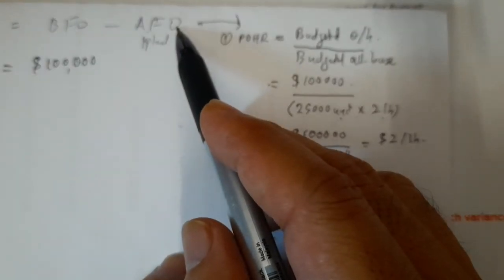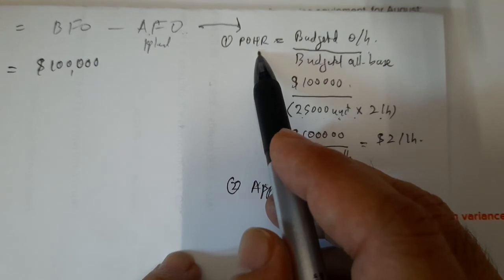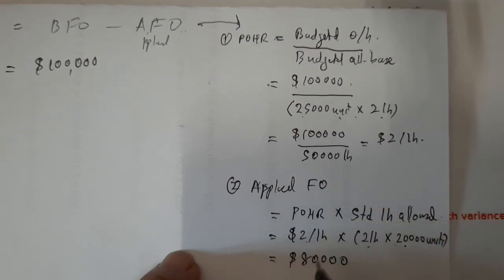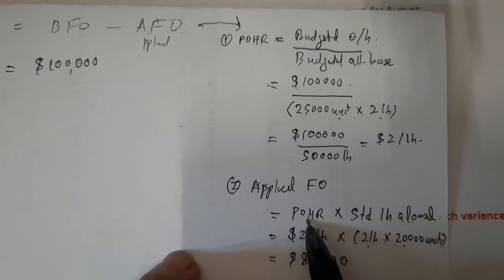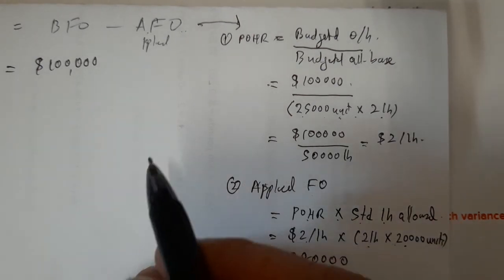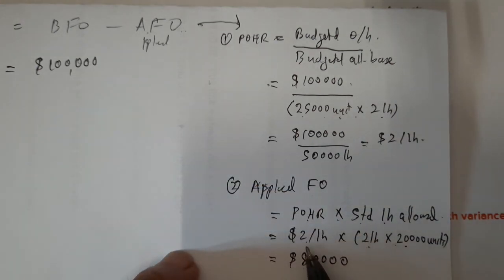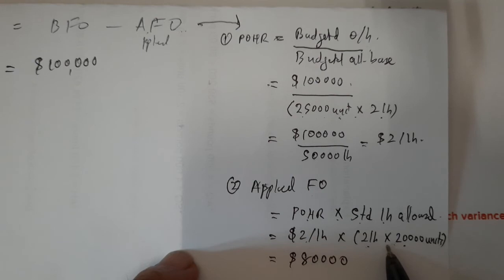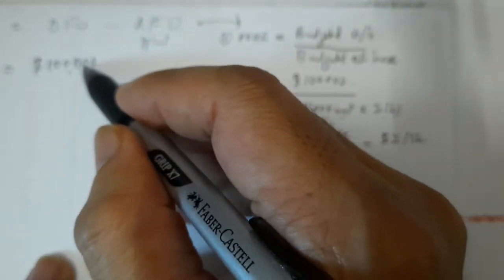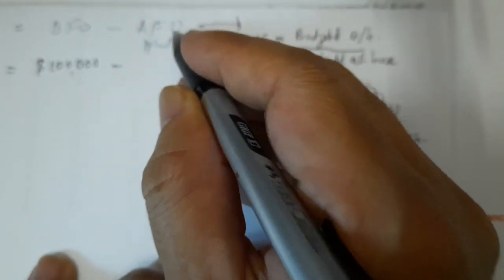The way to calculate it is, first you have to calculate the predetermined overhead rate. After you know the predetermined overhead rate, now you can calculate the applied fixed overhead. How to calculate the applied fixed overhead? Predetermined overhead rate times the standard labor hour allowed for the actual quantity of production. So $2 times 2 hours for 20,000 units of actual production. So the answer is 80,000. Now you can solve this calculation. Budgeted fixed overhead is 100,000. Applied fixed overhead is 80,000.